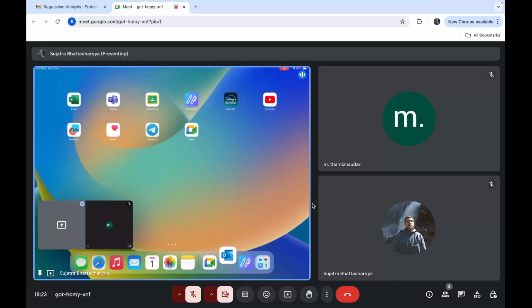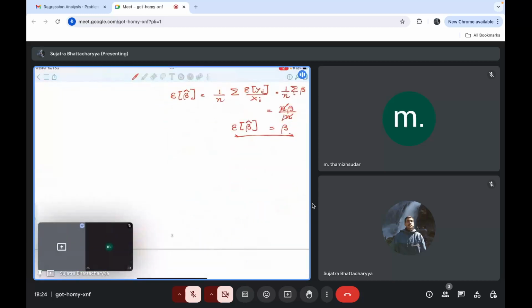Now, the fifth question: consider again problem 3, the variance of beta hat. We have seen the expectation value. Now we will be seeing the variance of beta hat. So this is problem 5. We need to see the variance of beta hat.